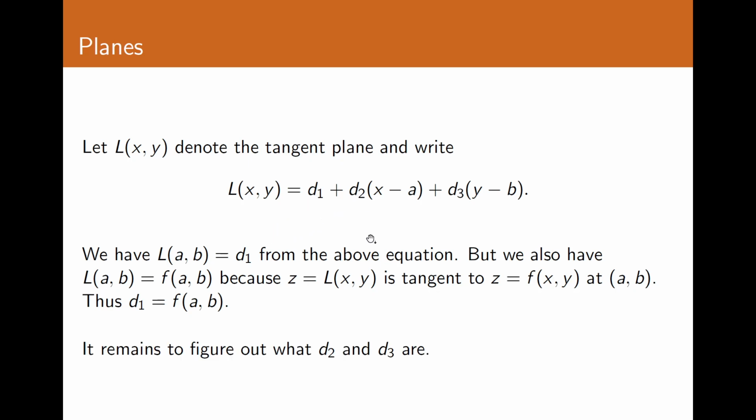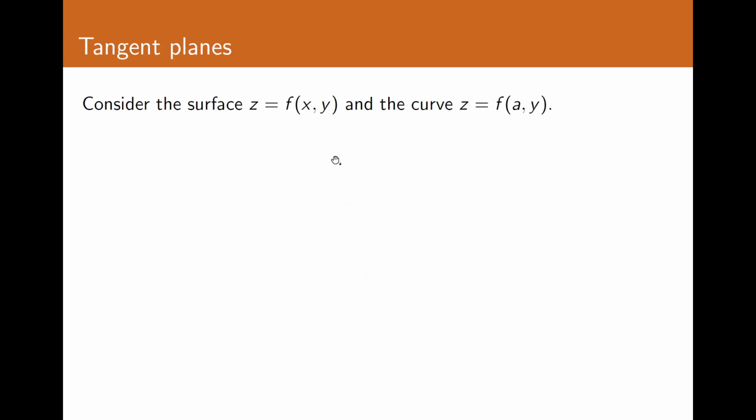So now we need to figure out what d2 and d3 are. And if it's going to follow the same pattern that the tangent line does, those should have something to do with the derivative of f. So let's look at how that works.